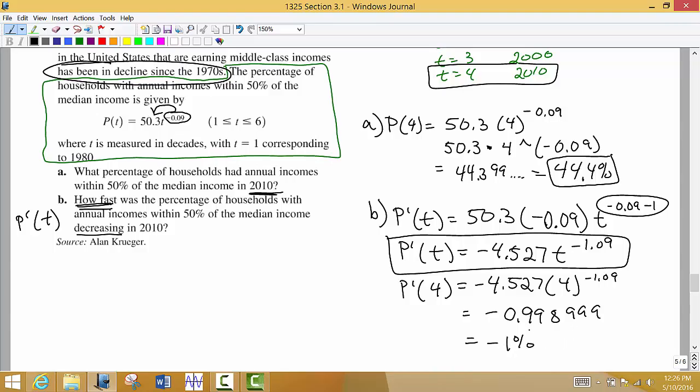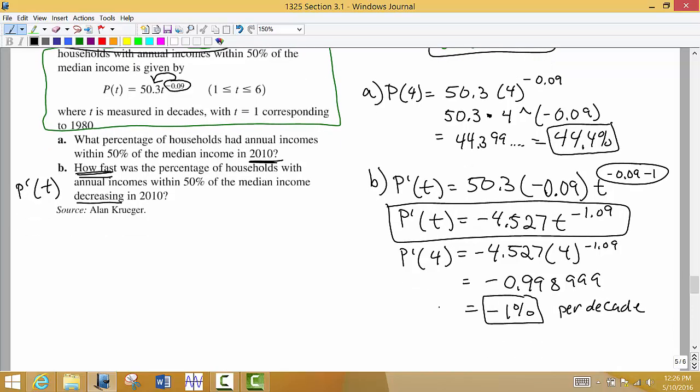So it looks like the percentage of middle-class income families is decreasing by 1% per decade. You can think about this as negative 1% over 1. Think about that as a slope. And remember that this was representing the number of decades after 1980. So it's decreasing by negative 1%, or decreasing by 1% per decade.